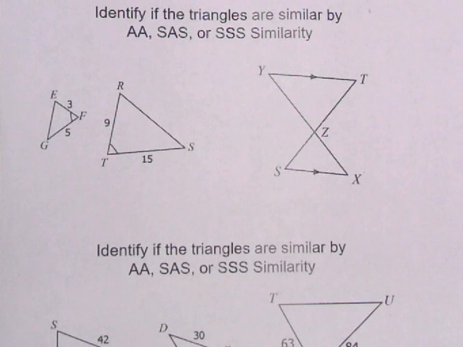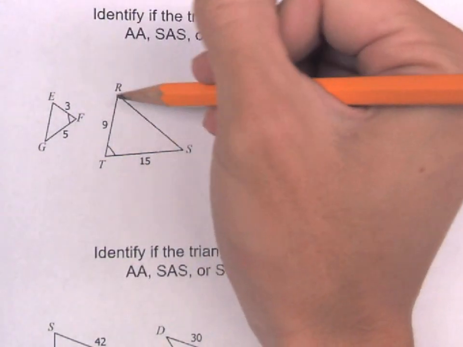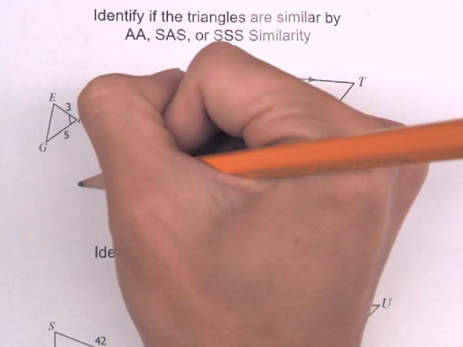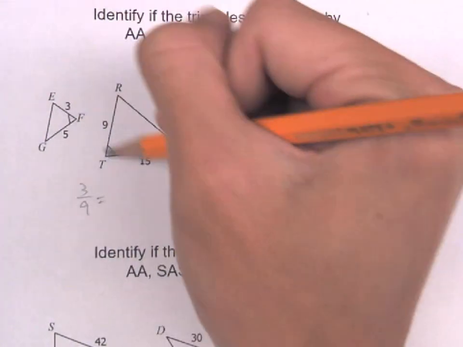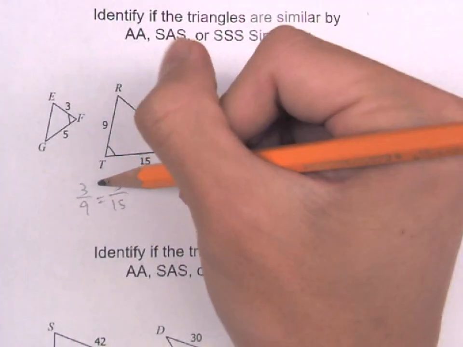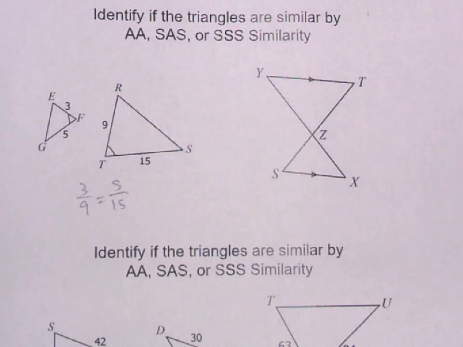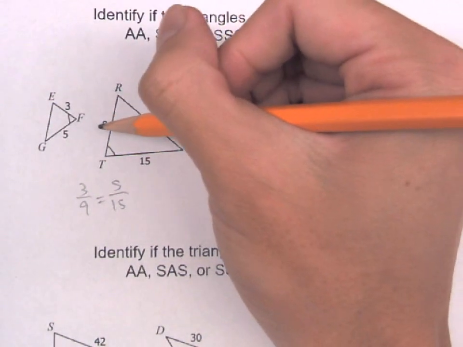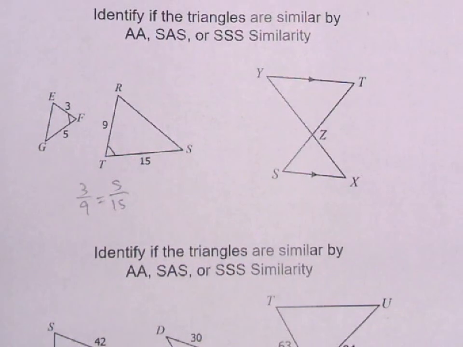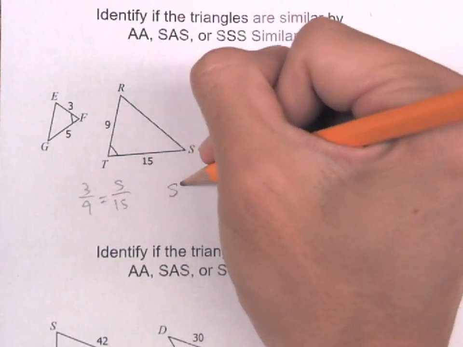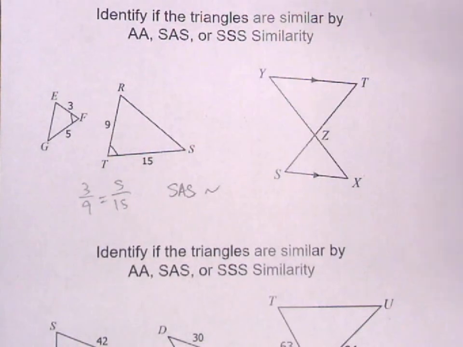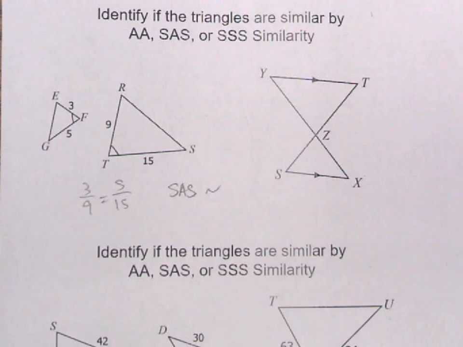Anyway, for this part here, I see 3/9 is equal to 5/15, so that checks out. If you reduce these fractions, it's 1/3. So these angles are included between the two sides. This is side-angle-side similarity. I'm just going to abbreviate.